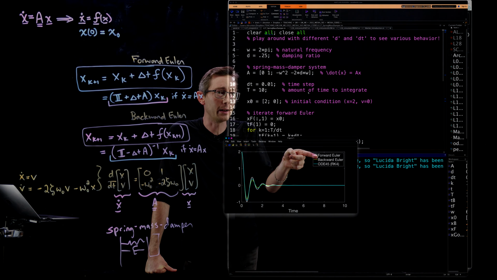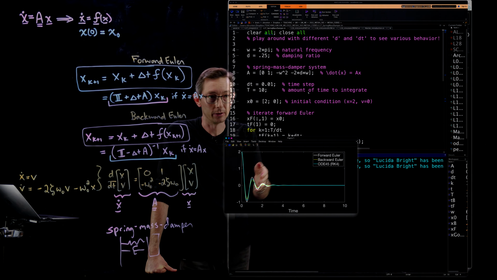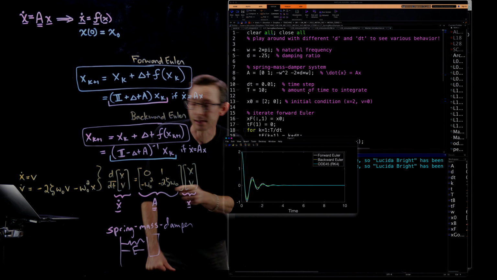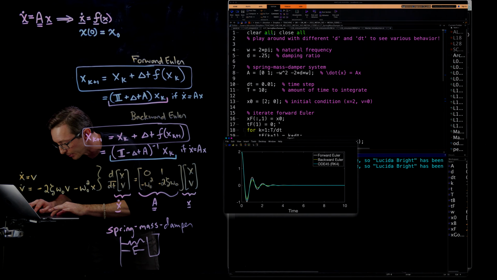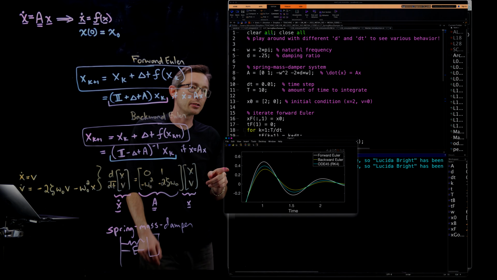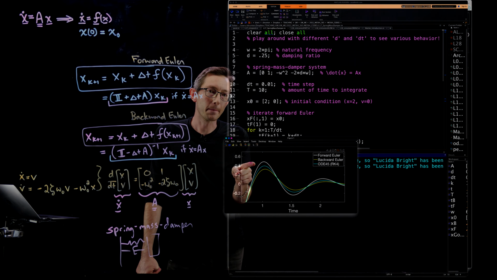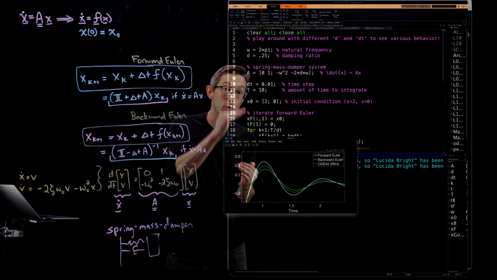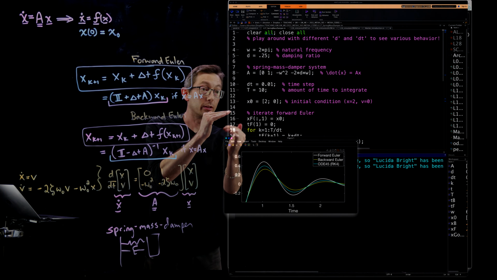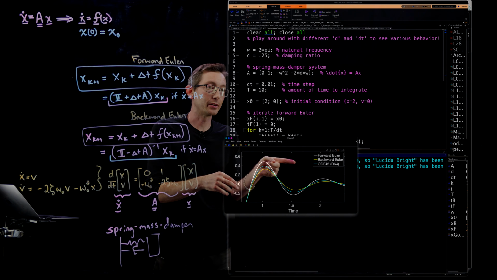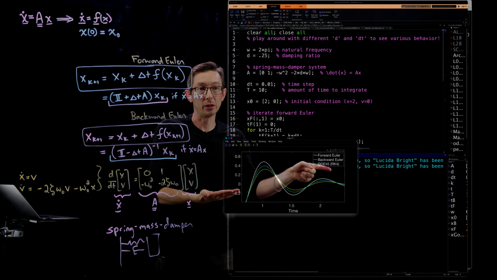And forward Euler and backward Euler are the white and the yellow curves here. And so you can actually see, maybe I'll zoom in a teeny tiny bit here if I can. Yeah, let's see if I can zoom in right here. You'll actually see that forward Euler overshoots and backward Euler undershoots compared to this very accurate ODE45.